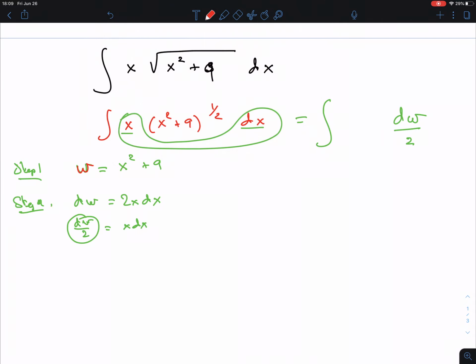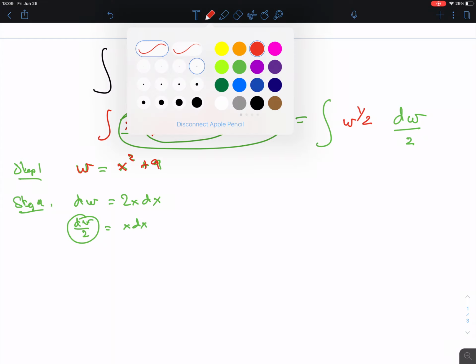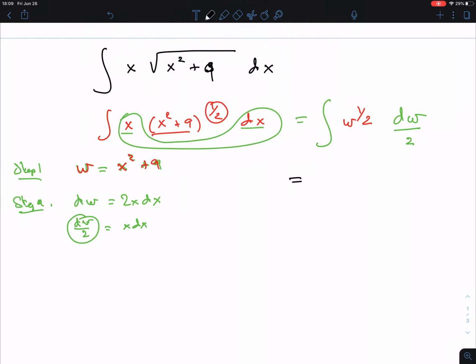Rest, that was w. What was x squared plus 9? And that is this guy, and it is to a certain power, a half. Okay, so let's work this out. What do we do with the 2 in the denominator? Well, you factor it out.